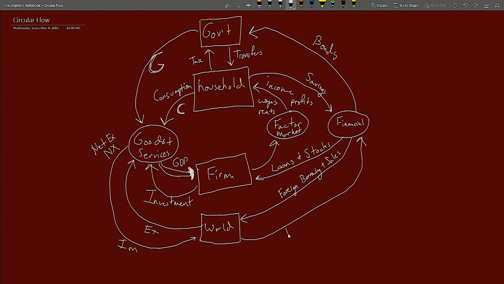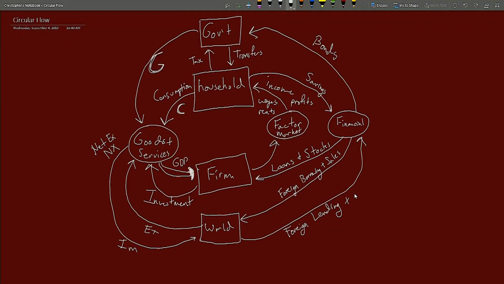Another part of this story is when foreign entities are lending to the United States. Perhaps they're purchasing government bonds, or perhaps the United States goes to Deutsche Bank to get a loan, or they go to London, or they go to the Swiss bank. So foreign entities are lending to the United States. Or, and this is also important, perhaps they are purchasing US assets. Another way of thinking about that is that they are investing in United States assets.